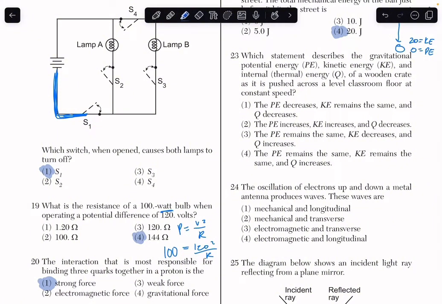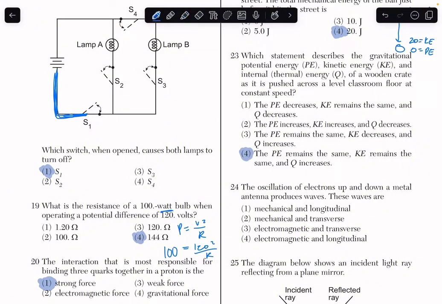23. Which statement describes the gravitational potential energy, PE, the KE, and Q of a wooden crate as it is pushed across a level classroom floor at constant speed? So this is going to be 4, and let me explain why.